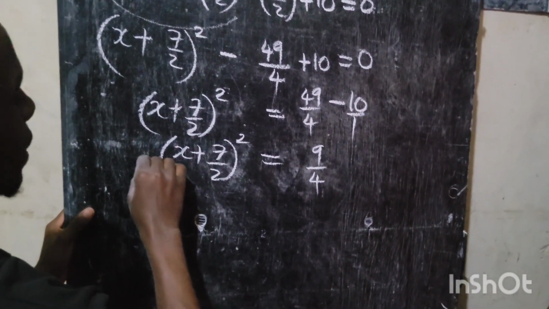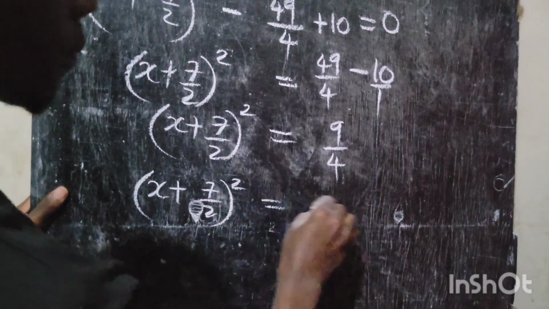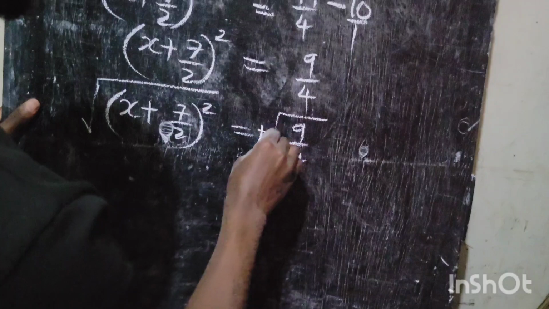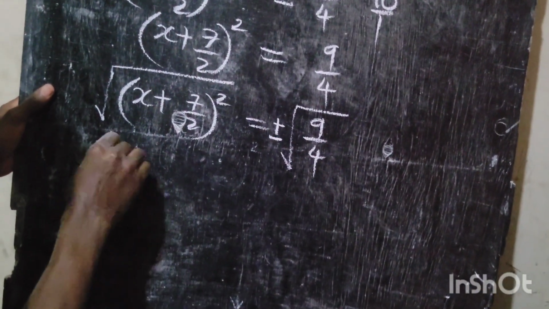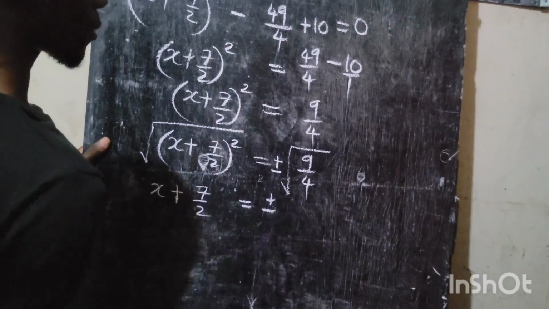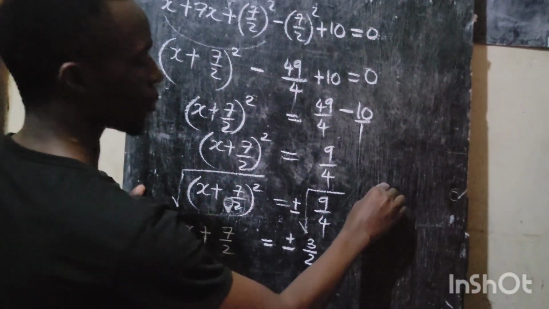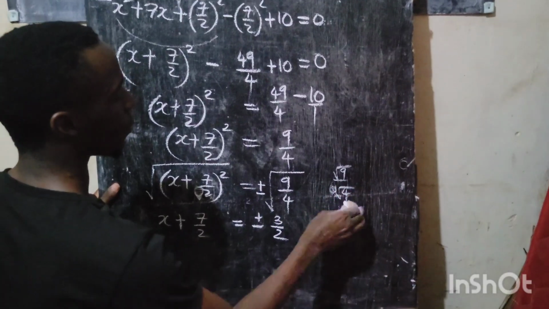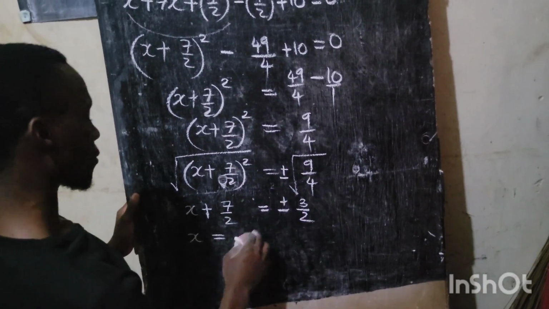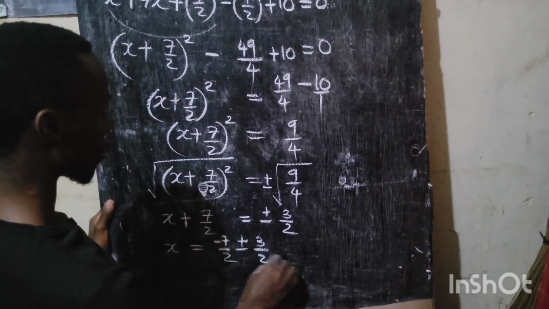So when we take square roots, let's rewrite it for clear observation. When we take a square root, it is at this very stage that we should put a plus or minus. So this becomes x plus 7 over 2 equal to plus or minus 3 over 2. Because this square root, its effect goes on the 9 and on the 4. Just like that. So we continue, our x becomes equal to, we take this to the right, negative 7 over 2 plus or minus 3 over 2.